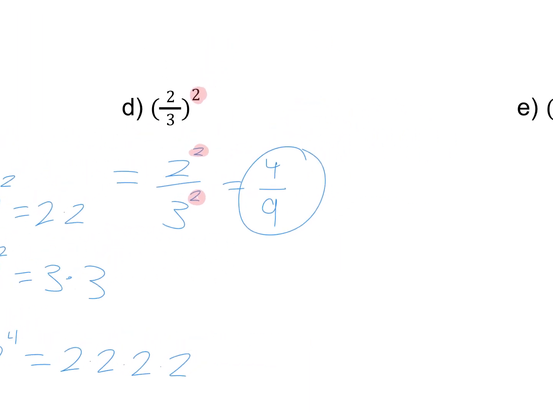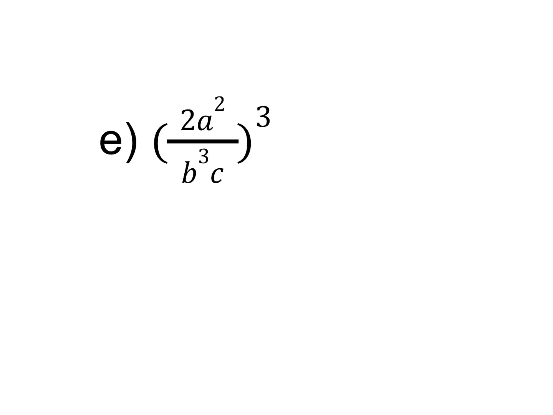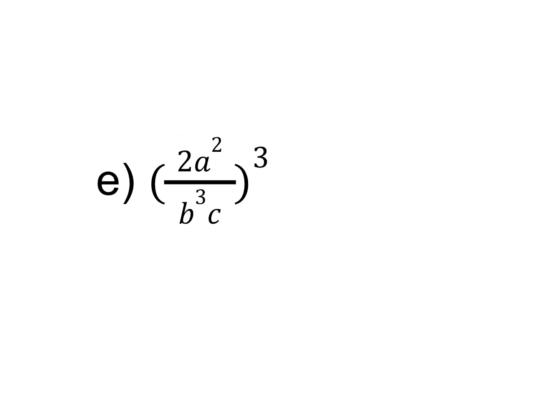So with that being said, let's take a look at example E. All right, we have a coefficient number, but then we also have variables. So let's be conscious about this. This 3 exponent needs to go to everything inside of the parenthesis.